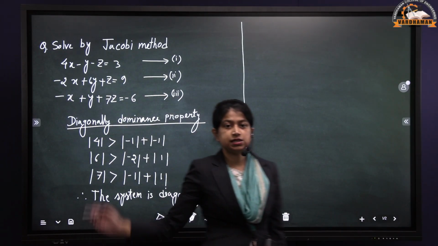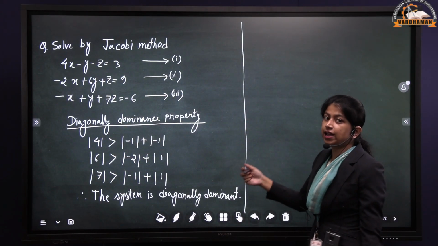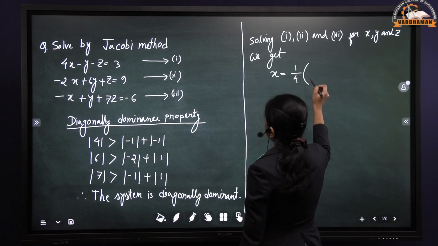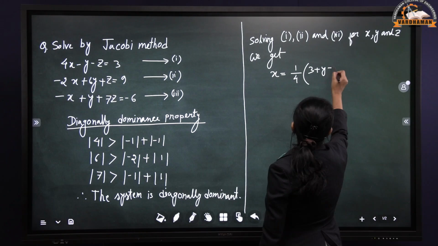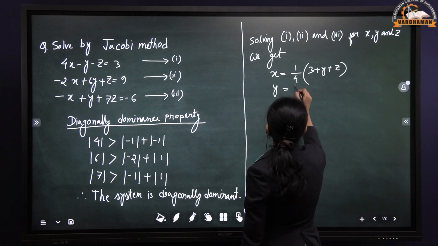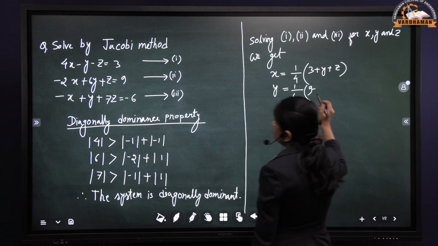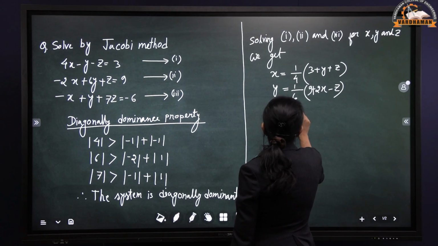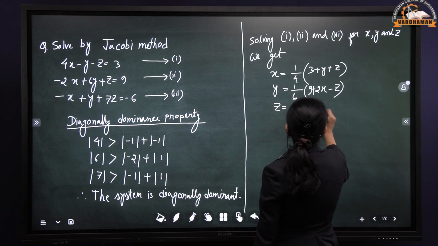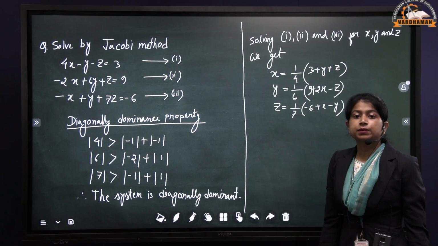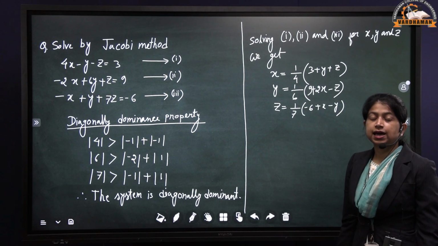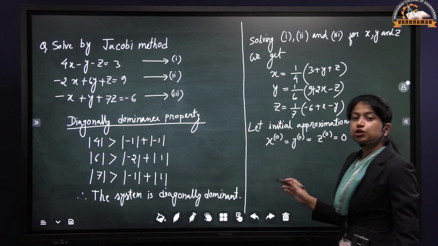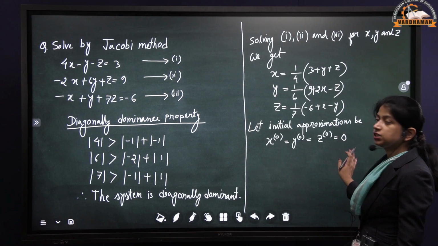Now we will solve this system 1, 2 and 3 for x, y and z. We get x is equal to 1 by 4 into 3 plus y plus z. y is equal to 1 by 6 into 9 plus 2x minus z. And z is equal to 1 by 7 into minus 6 plus x minus y. Now we will take initial approximation as, let initial approximations be x0, y0 and z0 is equal to 0.